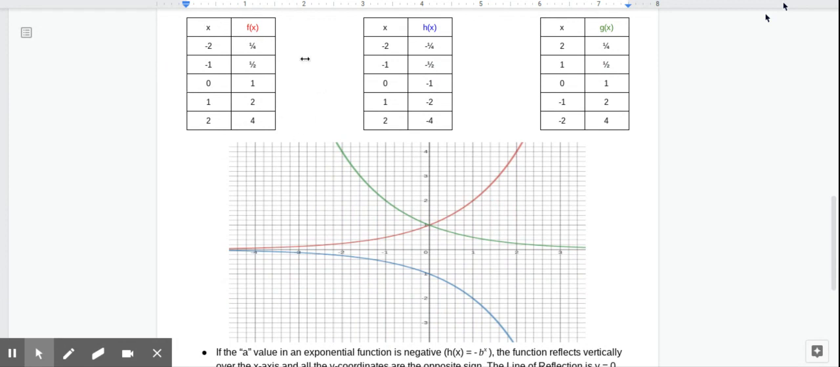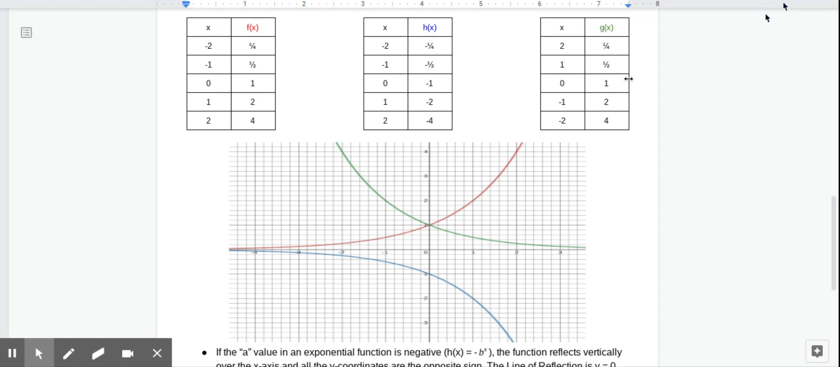For our parent function, the table is exactly as we created in our last lesson. For the h of x, though, it affected only our y values, and we can see that all of our y values changed to negative. So on the graph, we have our parent function is increasing across the entire domain. Here we have our line of reflection of y equals 0. And you can see each of the points are equal distance from that line, but just the opposite sign.